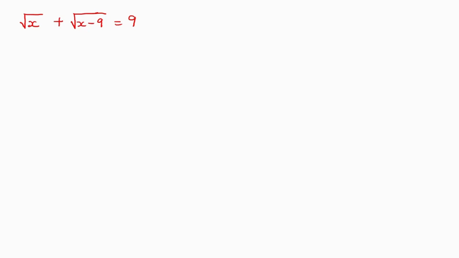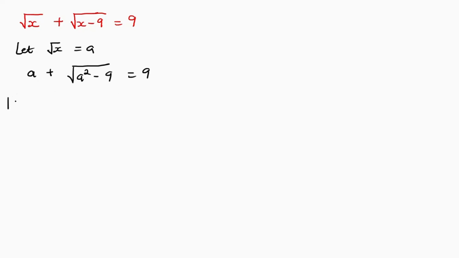So we have a question here that says the root of x plus the root of x minus 9 is equal to 9. We are to solve for x. So guys, the first thing we want to do right here is to say let the root of x be equal to a. If we do that and substitute into the original equation, we have a plus the root of a squared minus 9 is equal to 9. Okay, so this is it right here.